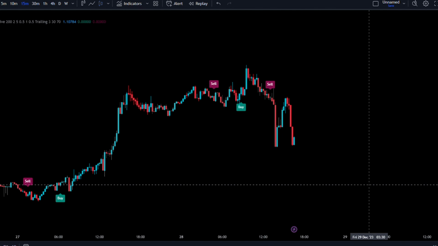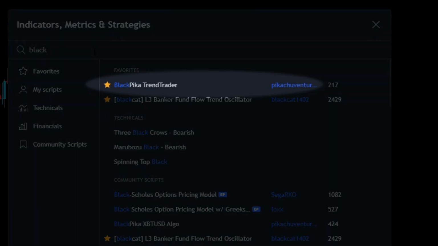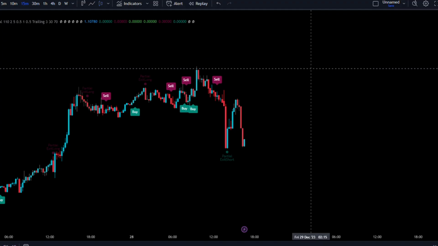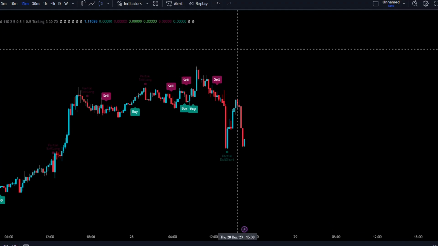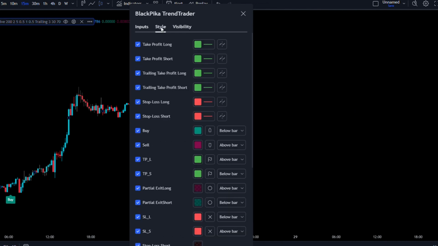So this strategy consists of 3 indicators, so let's go ahead and add them to the chart. For the first indicator, we're going to add the Black Picker Trend Trader by this user. Then we're going to make some adjustments to the settings. I'm going to uncheck the RSI take profit, change the signal mode from normal to sensitive, and change the period to 200. Then go to style, and we're going to uncheck all the boxes apart from the buy and sell.